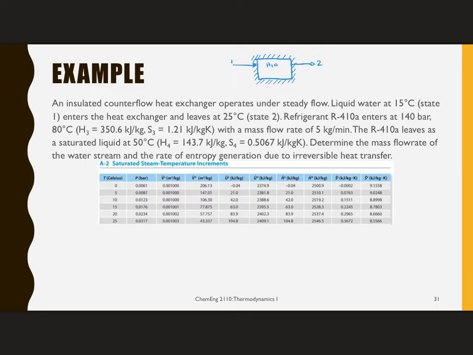We're going to have a refrigerant, R410A. The names of refrigerants tend to be numbers. Remember, this is going to be counterflow, so this stream is R410A. They are not going to be allowed to mix. Okay, it's going to enter at 140 bar, 80 degrees C, and that's state 3, with a flow rate of 5 kilograms per minute. And it's going to leave as a saturated liquid at 50 degrees C.